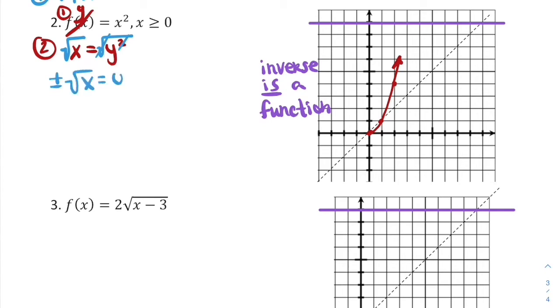The root and the power cancel, they're both 2, and I'm left with plus or minus square root of x is equal to y. Now, we've solved for our inverse, but we had a restriction on the domain, okay, on the x values. Remember, x is domain. So since we had a restriction to start with on our domain, we have to do the same thing on our opposite or inverse, but with the opposite. So we need to restrict our range.